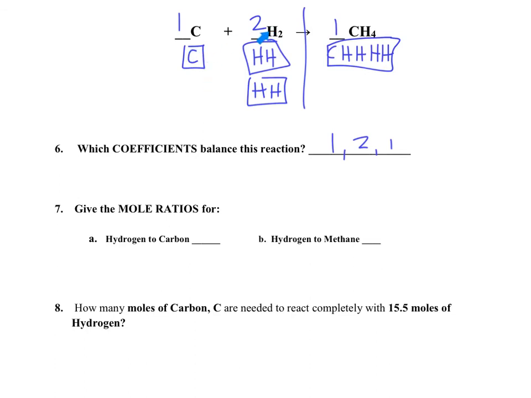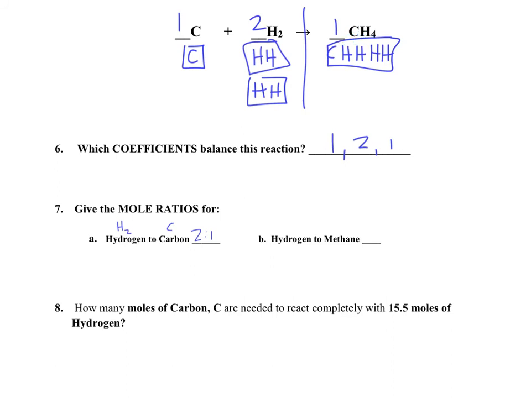So here's hydrogen, here's carbon. The ratio is 2 to 1. Okay, let's try hydrogen to methane. So methane, you might not be able to tell, but I know this is carbon, so this is not methane. I know this is hydrogen, this is not methane. So by process of elimination, this molecule has to be methane.